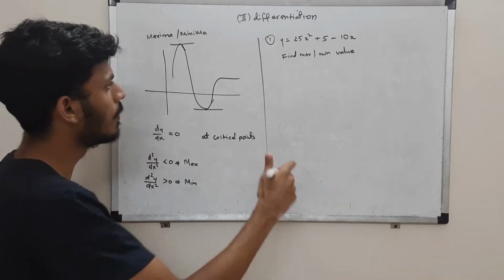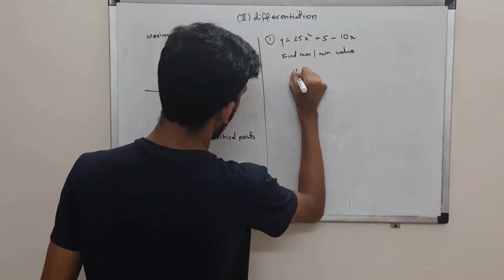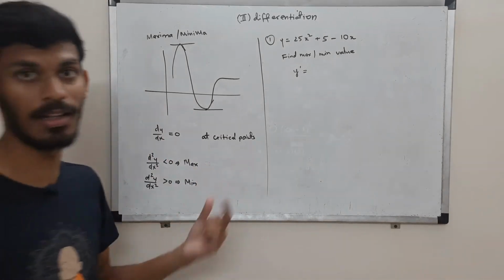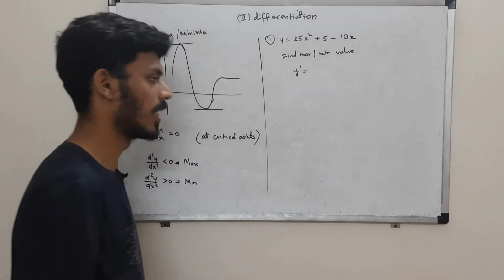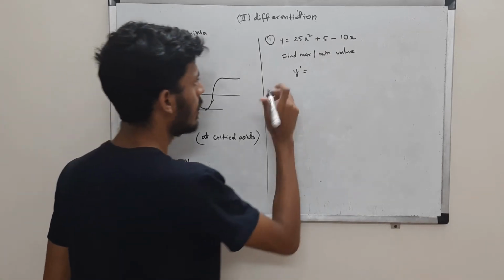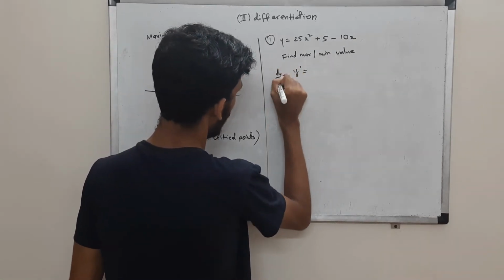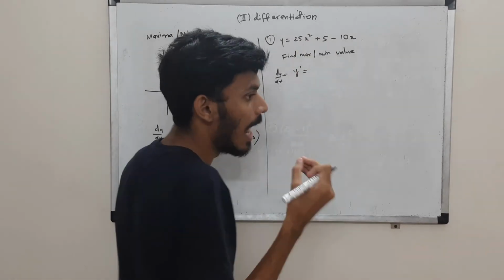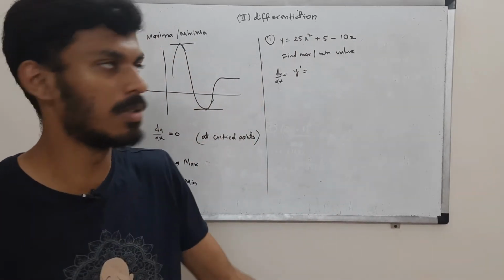Okay, maximum or the minimum value. So let's find y dash first, because dy by dx is 0 at a critical point, at a maximum or minimum value, right? So let's find dy by dx first, and we'll put it equal to 0, in order to find the point at which the function is either maximum or minimum.